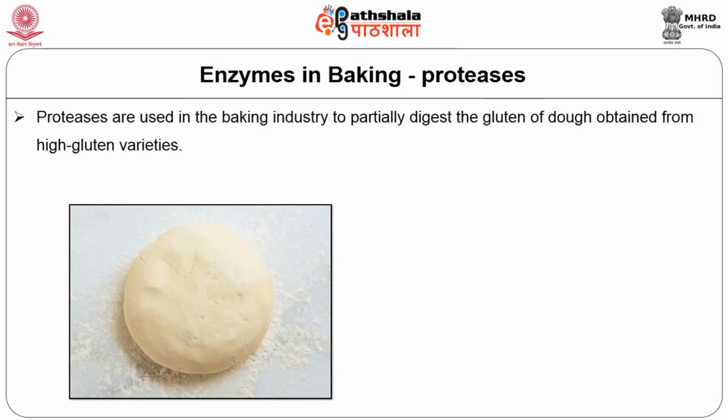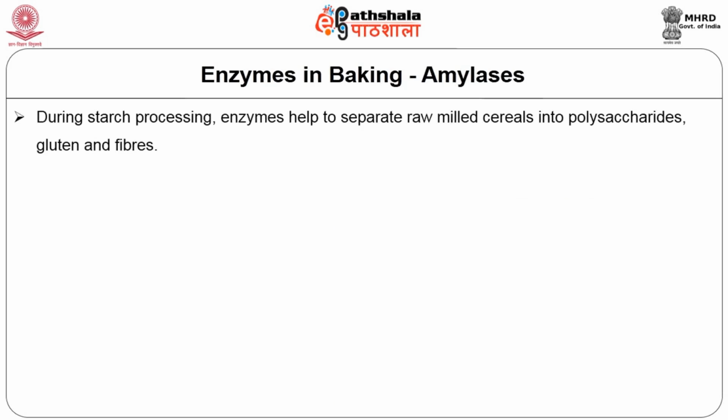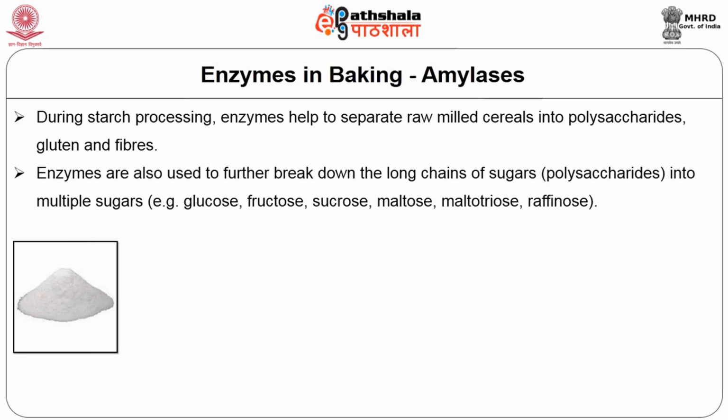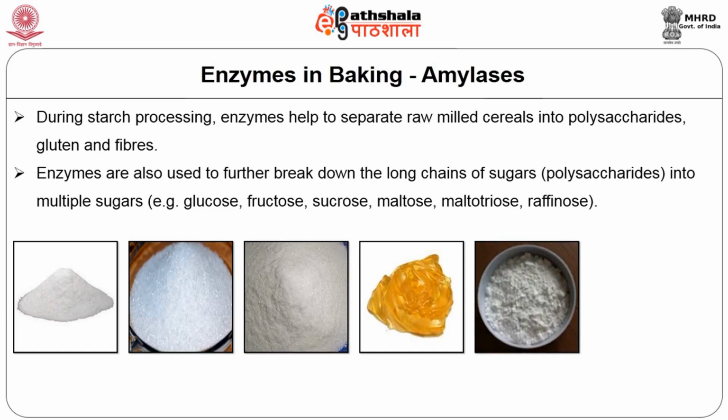Proteases are used in the baking industry to partially digest the gluten of dough obtained from high gluten varieties. This treatment makes the dough suitable for biscuit making. During starch processing, enzymes help to separate raw milled cereals into polysaccharides, gluten and fibers. Enzymes are also used to further break down the long chains of sugars into multiple sugars such as glucose, fructose, sucrose, maltose, maltotriose and raffinose.